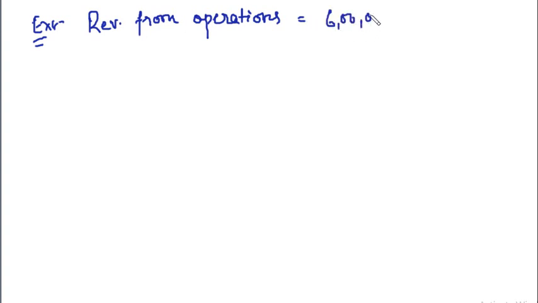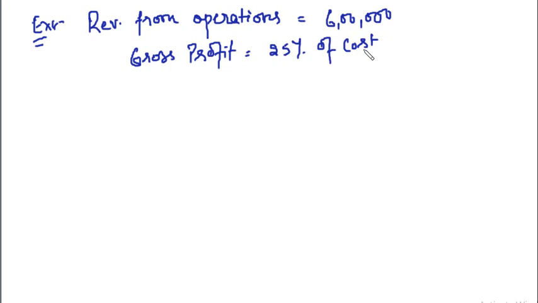We are given revenue from operations. This is 6 lakhs. Right? And we are given gross profit is equal to 25% of cost. Calculate gross profit ratio. This is the only information that you have. Revenue from operations 6 lakhs. Gross profit 25% of cost.